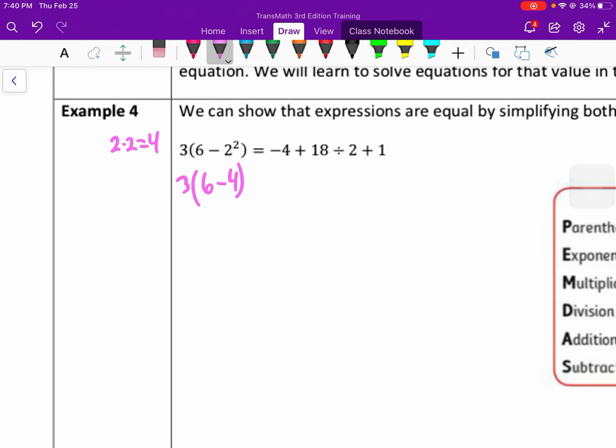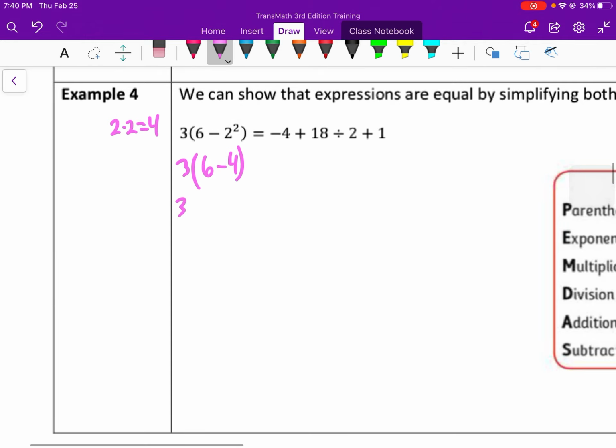So I'm going to simplify the left side first. 3 times 6 minus 4 is 2. 3 times 2 is 6. Okay, so now the right side should equal 6.